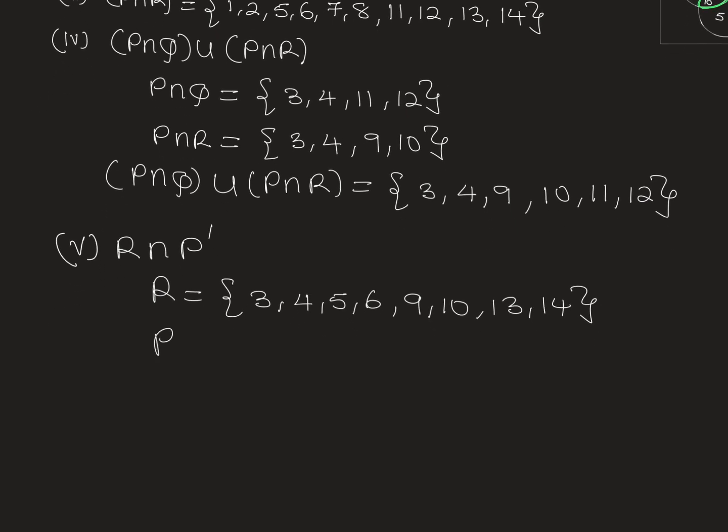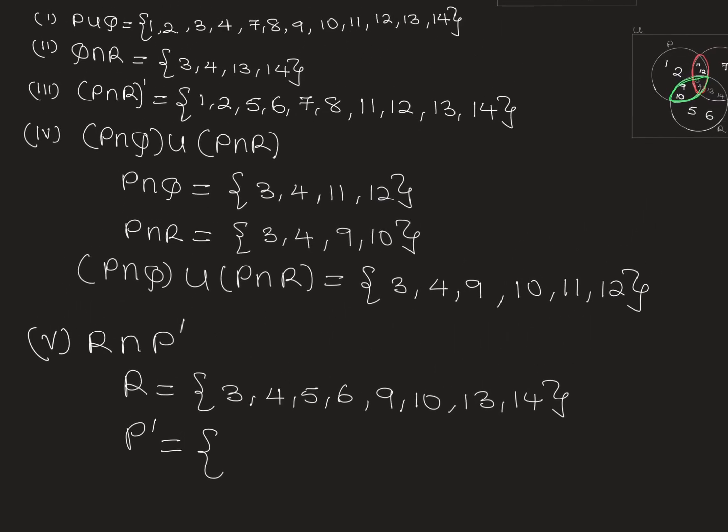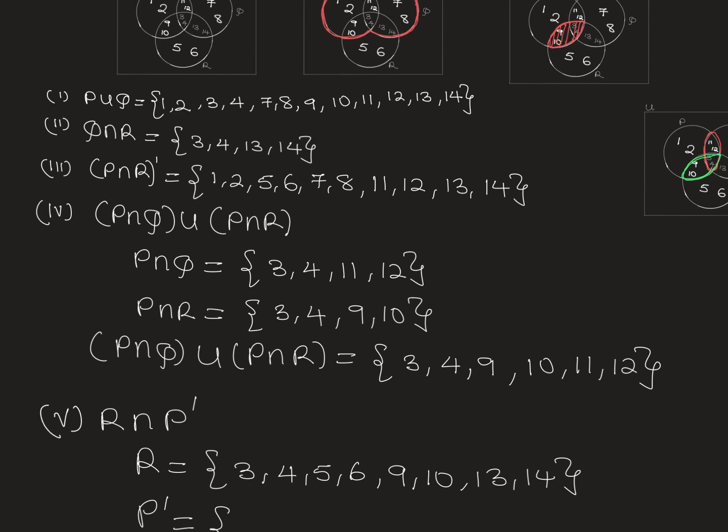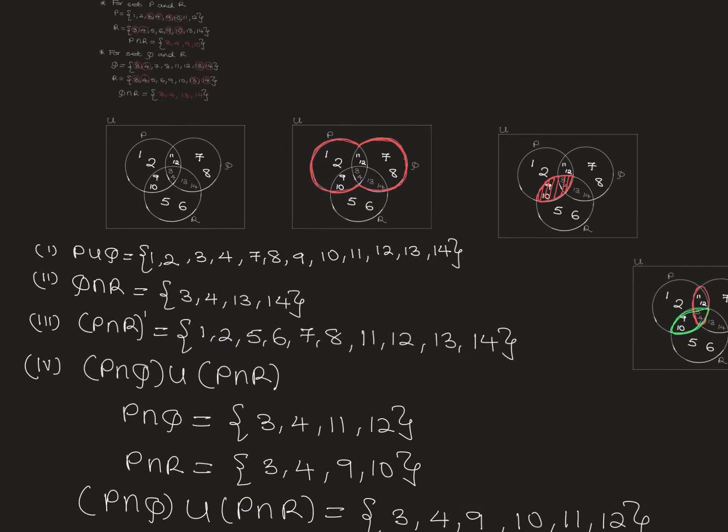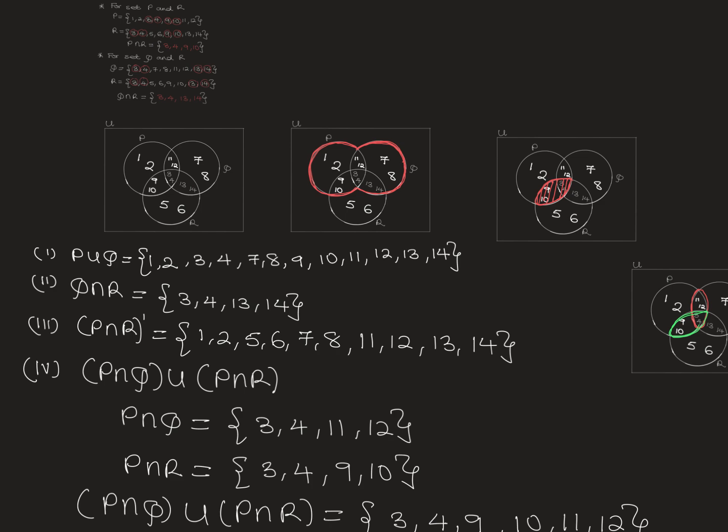So let's try to find P complement. P complement means members that are not found in P. So if you exclude P, what do you have? P complement. Again, let's try to see the diagram for that.